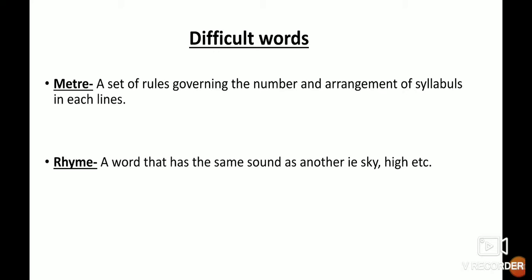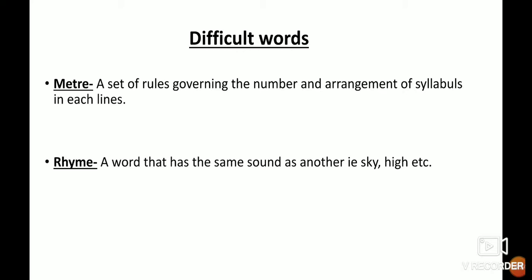Meter is a set of rules governing the number and arrangement of syllables in each line. Okay, and what's the definition of rhyme? A word that has the same sound as another, that is sky, high, are, star. These are rhymes, meaning the same kind of sound. What you call in Hindi tukbandi, means the same kind of sounds. Okay, I hope now you all have a clear idea about the previous discussion.